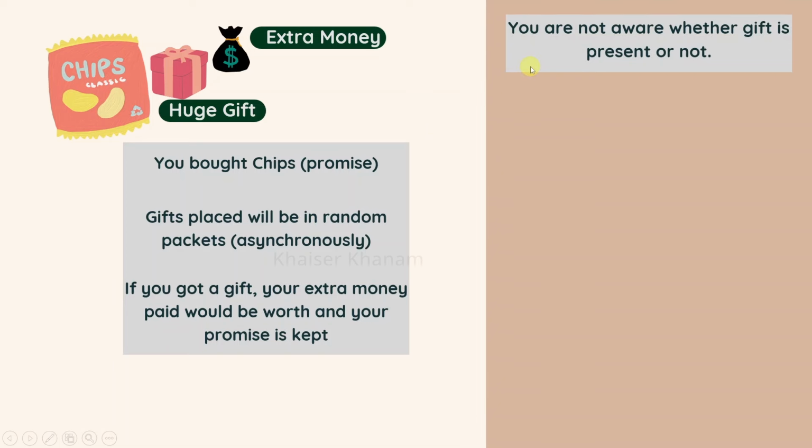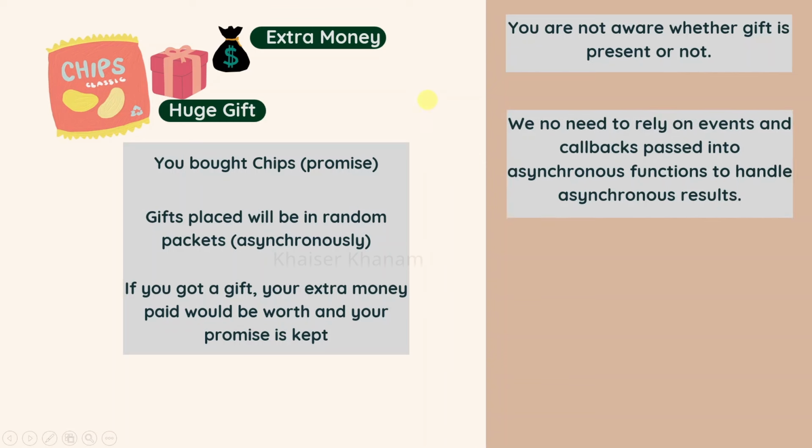But here the scenario is, I am not sure whether the gift is available or not inside the chips packet. So now you will be having a question: then what is the advantage of using a promise? Because we are not aware what will be the final result. So the main advantage is we will not have to rely on events and also callbacks, which we have discussed in our last lecture to understand callback hell.